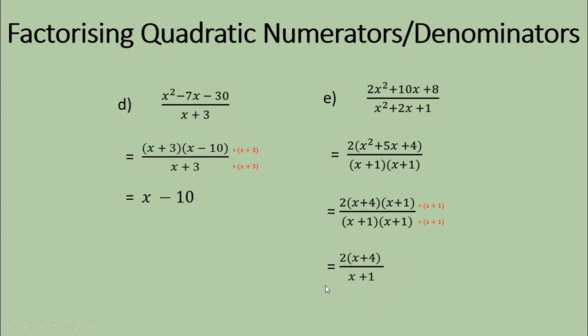Now to fully simplify this fraction though, I shouldn't leave this bracket like this. I should expand it out. So I'm going to make that 2x plus 8 over x plus 1. Having looked at it in this format though, I know I couldn't factorize it anymore. I couldn't divide it by any other common factor, so this is my simplified fraction.